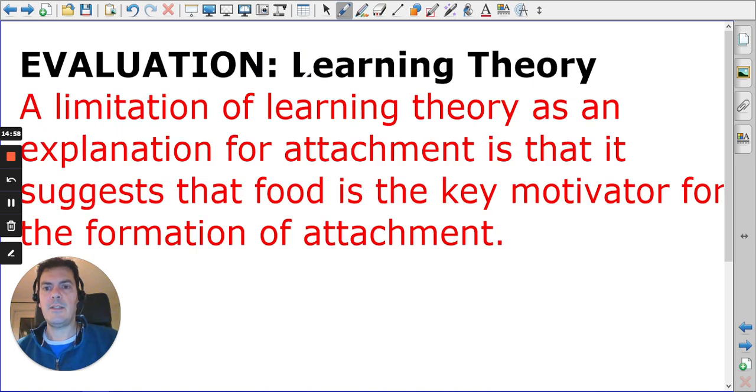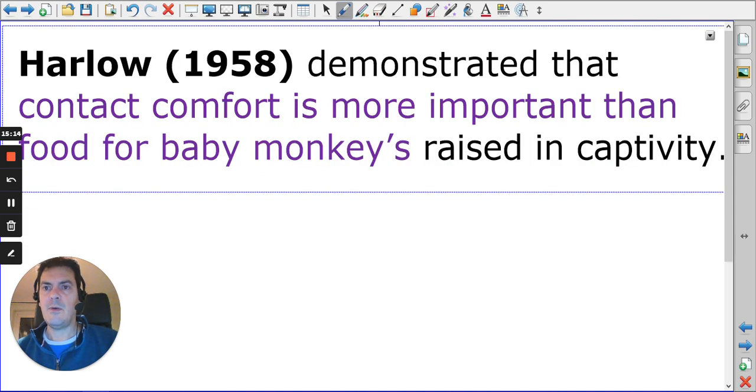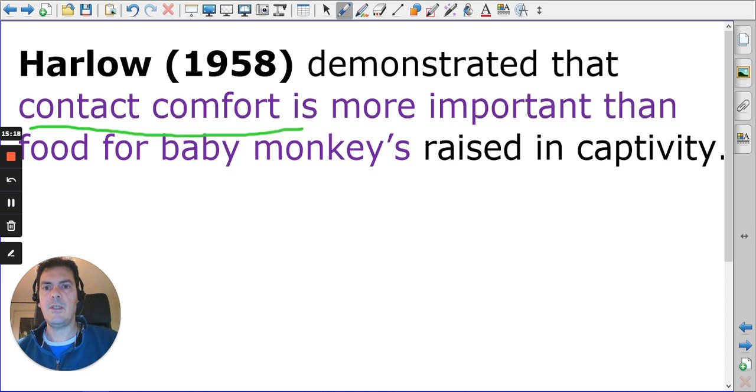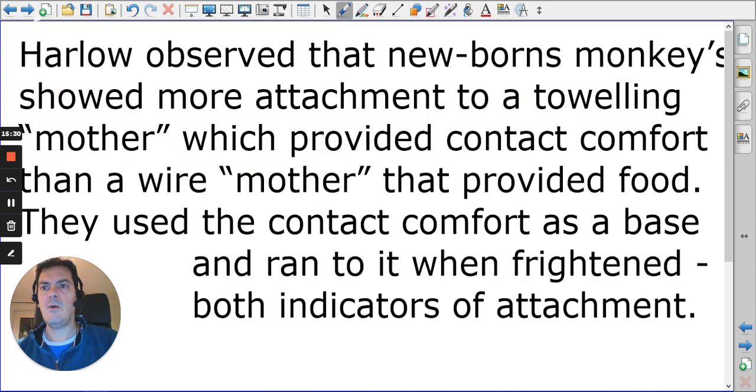comes from this idea that food is the key motivator for attachment. Okay, think about what evidence do we know that suggests that food is not a key motivator for attachment. Okay, of course, it's Harlow. Harlow showed us that contact comfort is more important than food. He gave those babies, monkeys raised in captivity, a choice between contact comfort and food, and they chose contact comfort all the time.